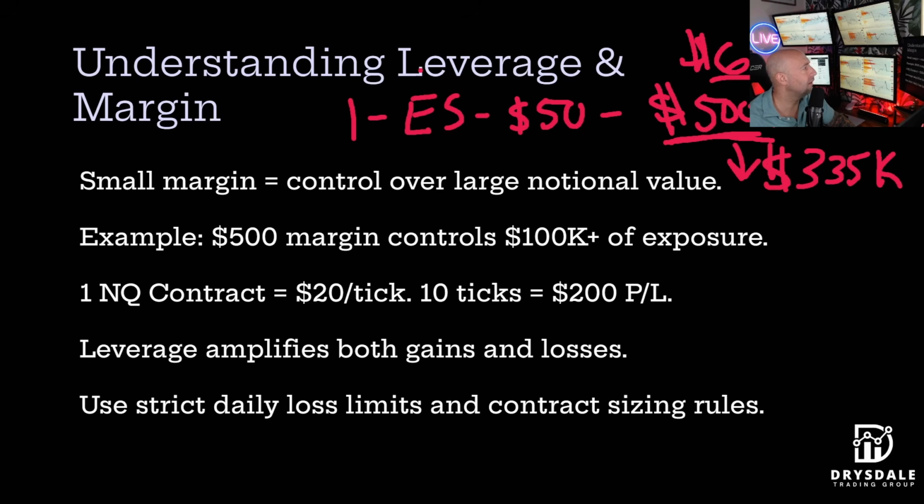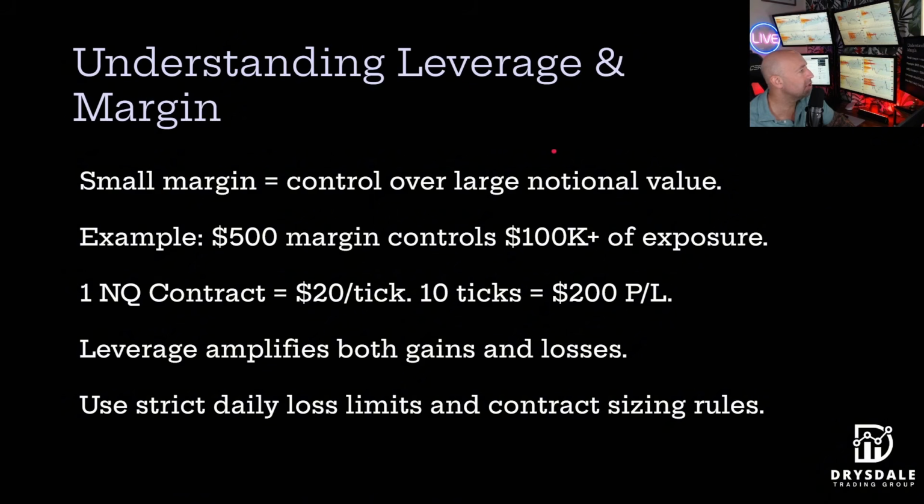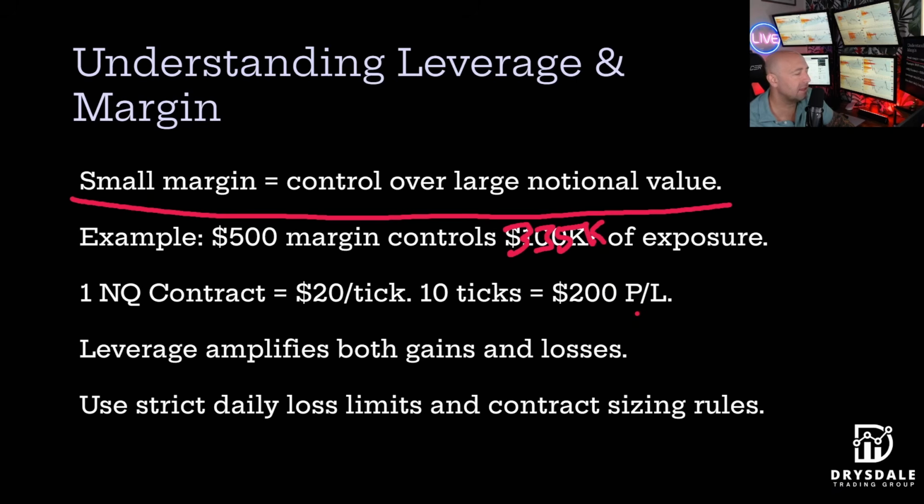Okay, and that's how leverage works. I can actually lose more than I have in my account, so they'll liquidate me before that happens, to make sure I have enough margin to control the position. Okay, so example, $500 margin. Actually, this is 335 on the ES. It's even bigger on NQ. I think it's over $400,000.